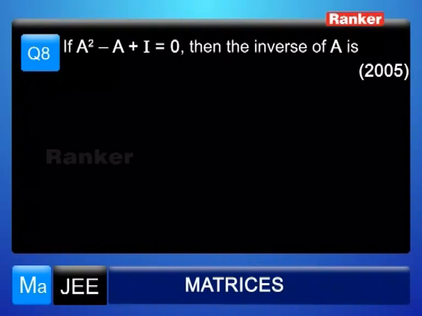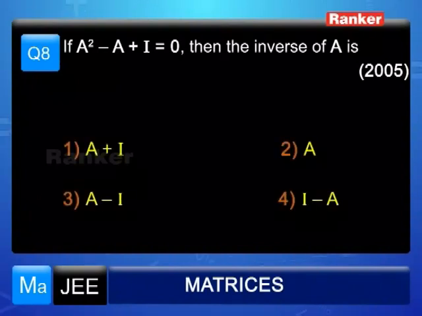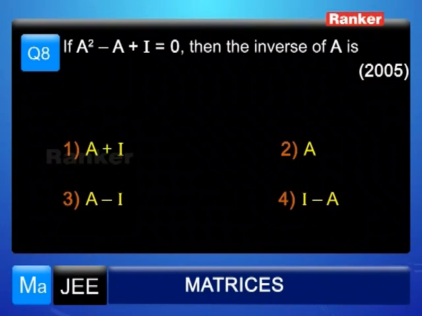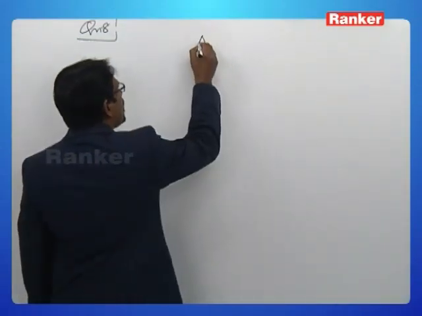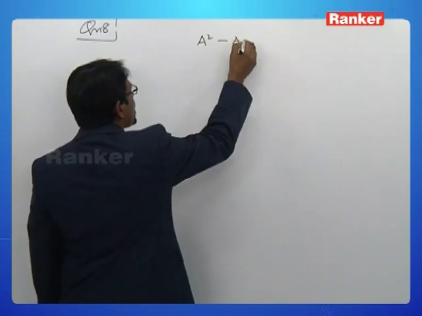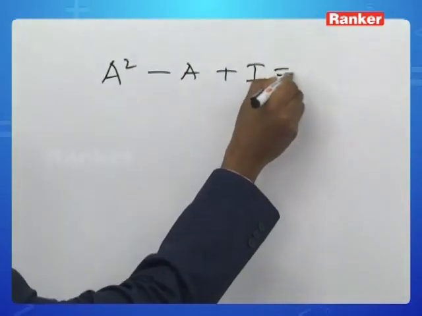Let's move to the next question. Question number 8. If A square minus A plus I is equal to null matrix, then the inverse of A is what? A plus I, 2 A, third option A minus I, fourth option I minus A. Now it's a simple thing. A square minus A plus I is equal to null.